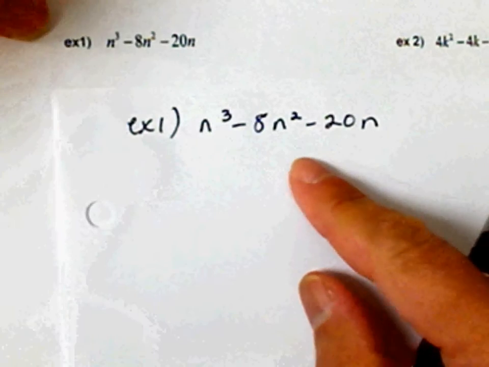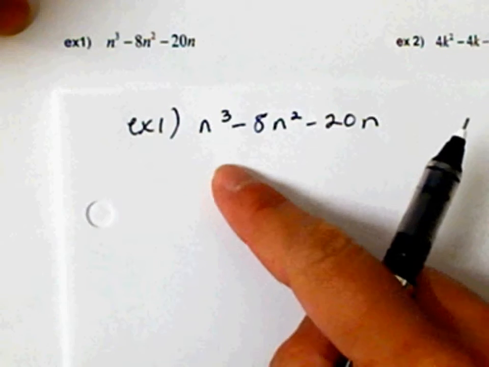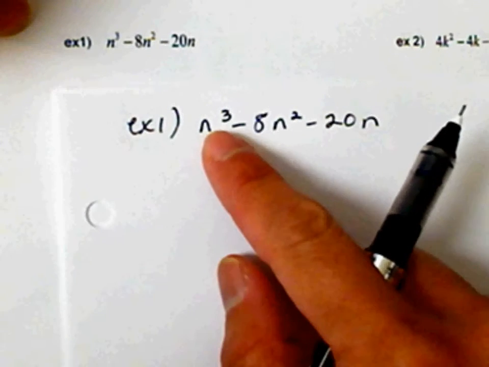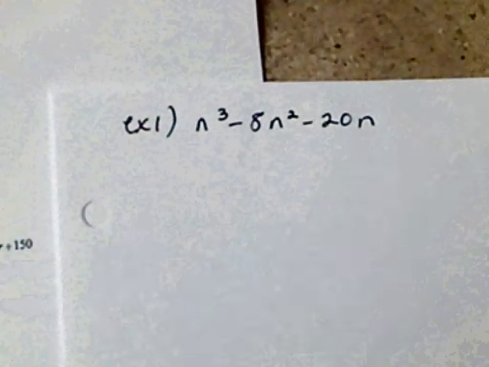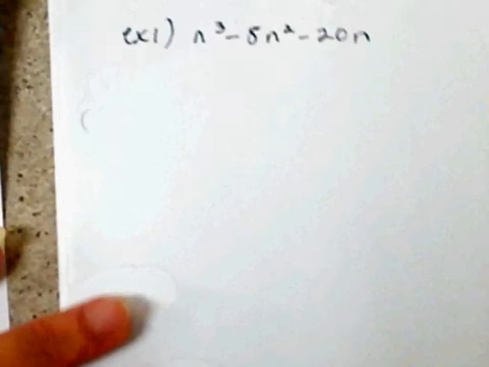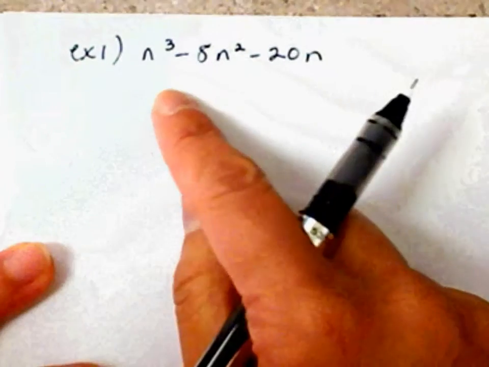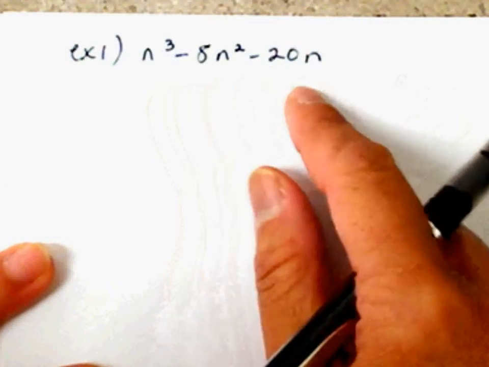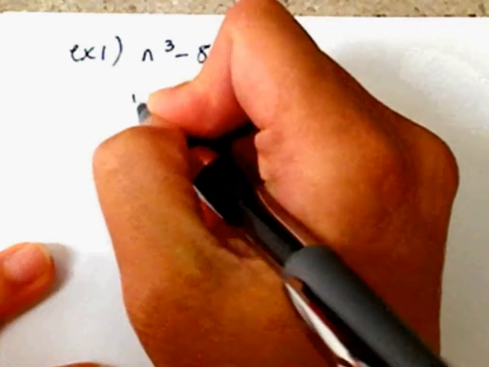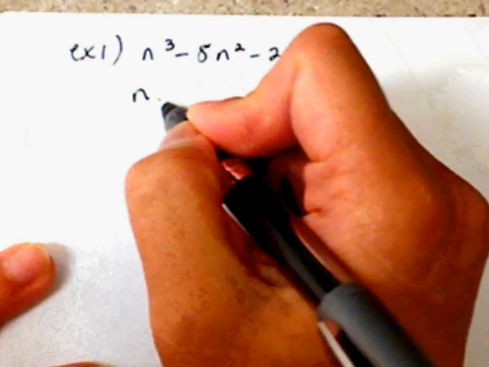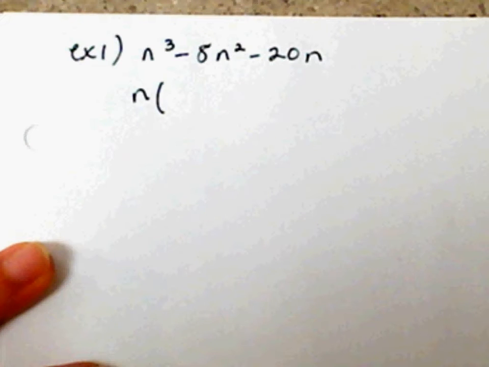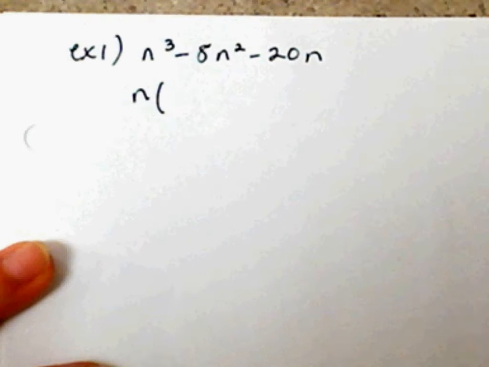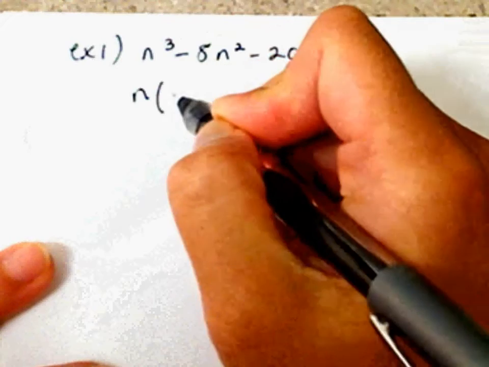This is a trinomial, and the reason you know it's a trinomial is because you have three terms, separated by a plus or a minus. 1, 2, 3. Your first step in factoring should always be to factor out your greatest common factor. What do these three guys have in common? They have an n in common, so you're going to factor out that n. When you are factoring it out, that means you are dividing every one of those terms by n. So when you factor out your n, what do you have left?